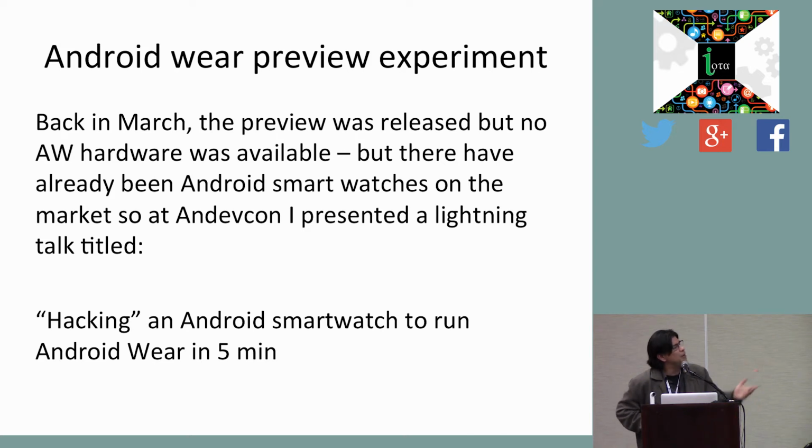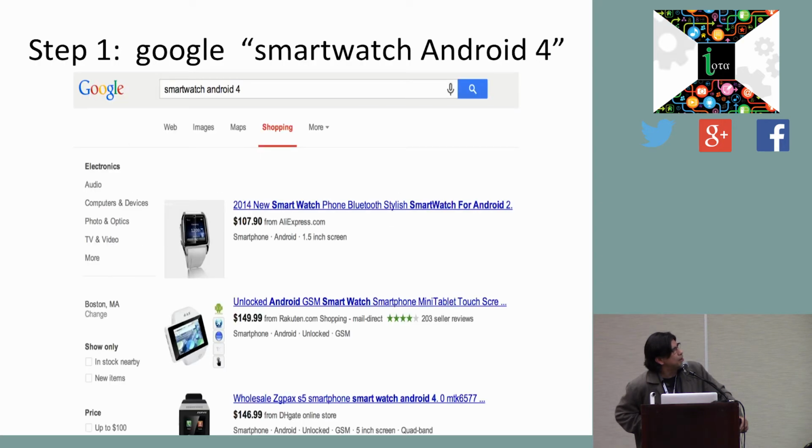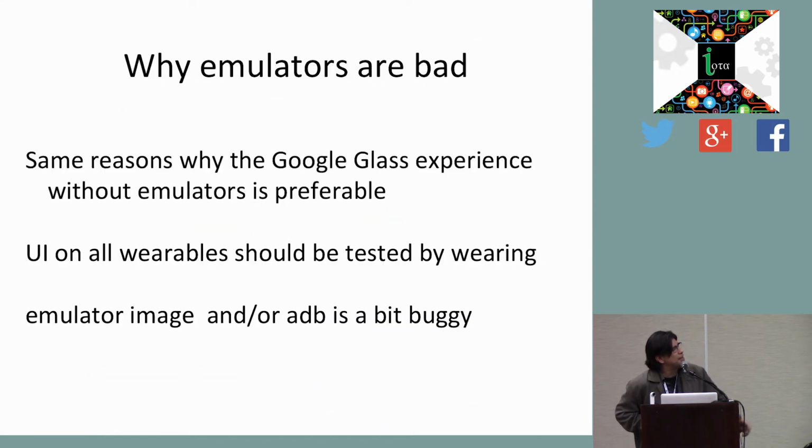Again, these are details. Back in March, I didn't want to wait for a device, so basically, when the Android Wear preview was released, I decided to hack a third-party watch that's available on the market. There are plenty of Android smartwatches on the market pre-Android Wear. That's why Android Wear exists, just because we need a standard. But I decided to get one because I think emulators don't provide you the real experience.